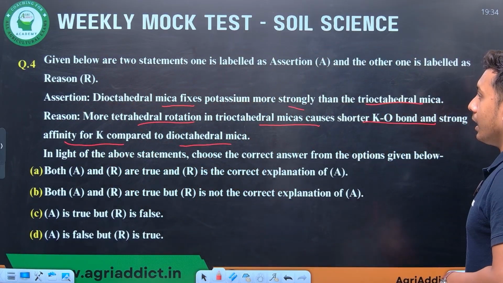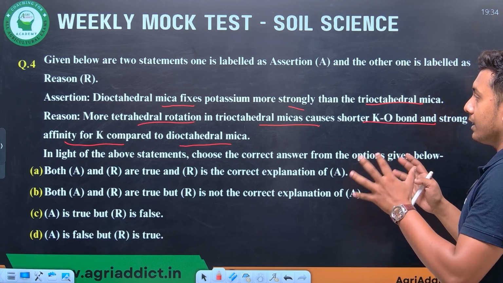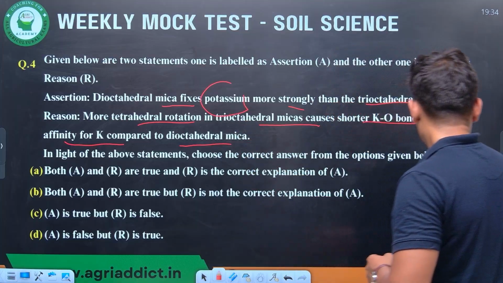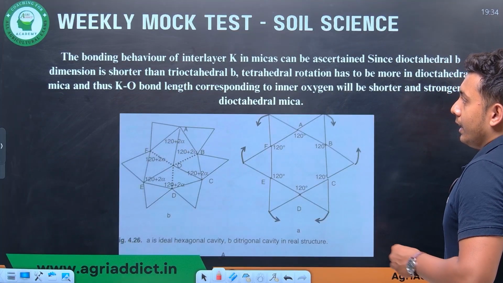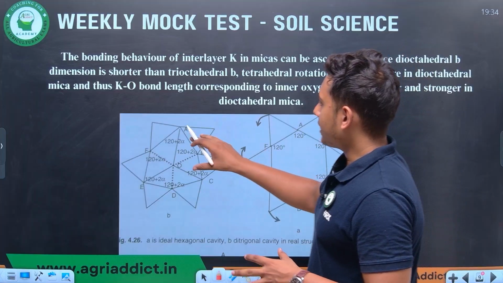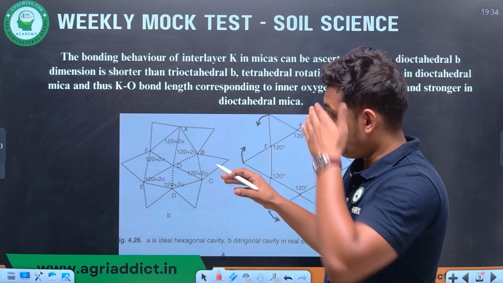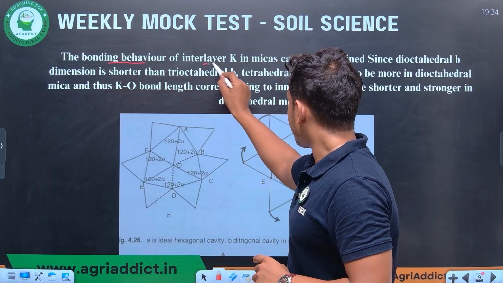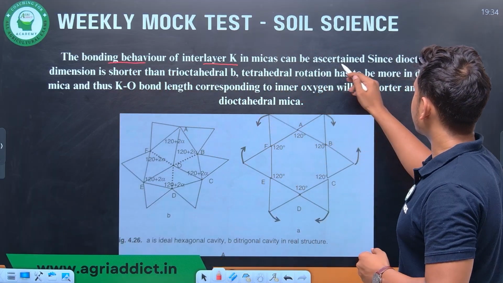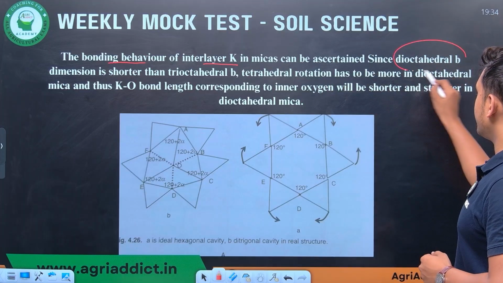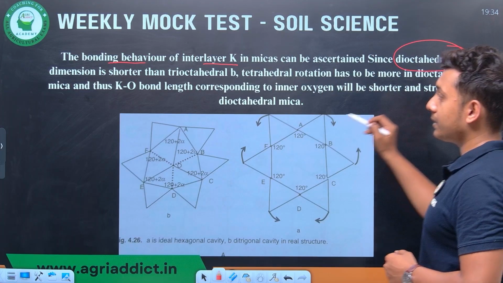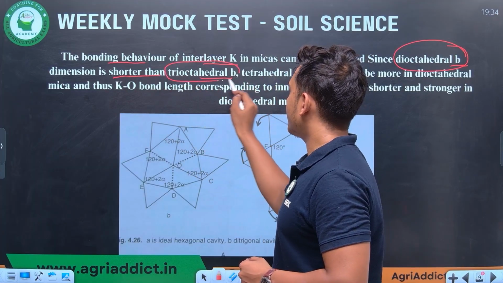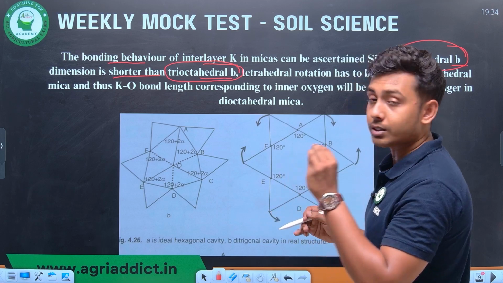So first we have to learn what dioctahedral mica potassium fixation is. What happens is, whenever the potassium is attached in the ditrigonal cavity, the bonding behavior of the interlayer potassium in the micas can be ascertained from the dioctahedral b spacing. The dioctahedral b spacing dimension is shorter than the trioctahedral b spacing dimension. So dioctahedral b spacing dimension is shorter.